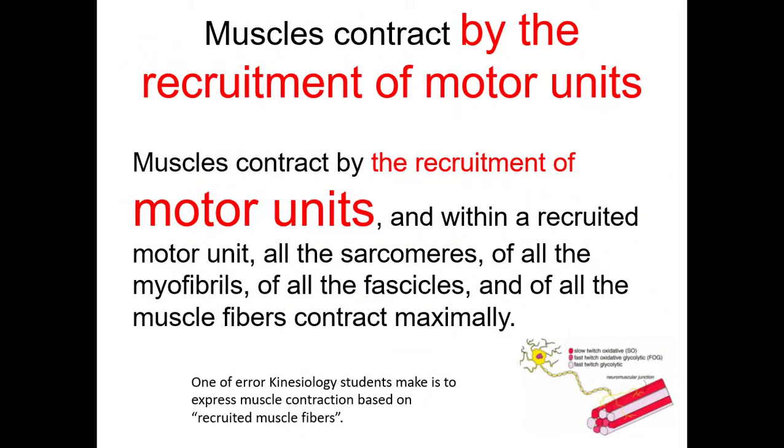Muscle contracts by the recruitment of motor units, and within a recruited motor unit, all the sarcomeres, of all the myofibers, of all the fascicles, and of all the muscle fibers contract maximally.